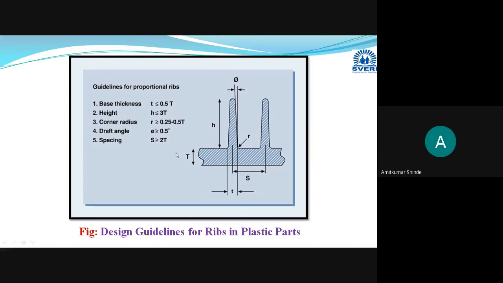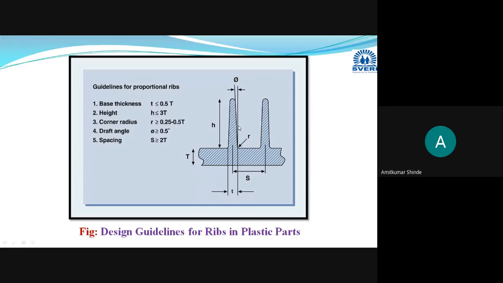If you consider this cap, this is the wall thickness capital T. The rib thickness should be 50 to 70% of this wall thickness. Then the height of the rib should be 3 times the wall thickness, and the distance between two successive ribs should be greater than 2 times the wall thickness. Greater may be allowed, but a lesser value is not acceptable. Then related to the radius and taper, taper you have to provide.